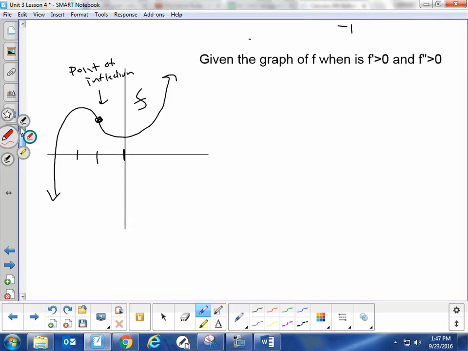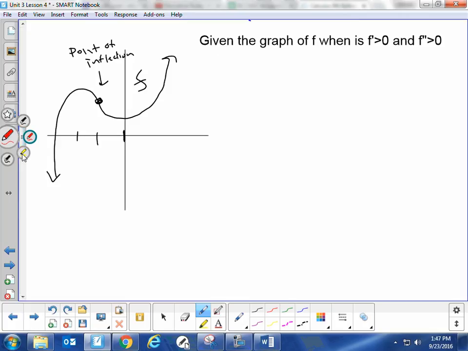Here's a good question. Now, given the graph of f, this is the graph of f. This is no longer the graph of f prime. This is the original function. They can ask you, when is the first derivative positive and the second derivative positive? They give you a point of inflection. It looks like we have a max at -2 and a min at 0. When is f prime positive and f double prime positive?